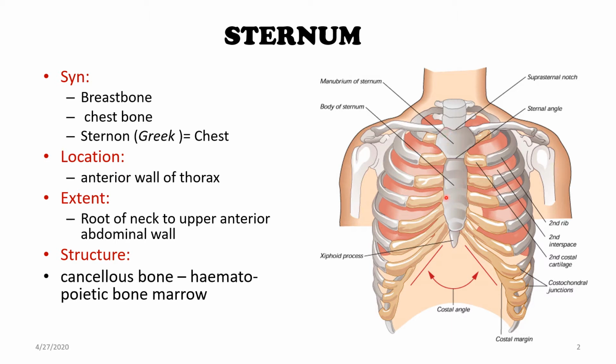In this picture, you are seeing the sternum and its articulation with the costal cartilages and also with the clavicle. And you can see this is the costal margin, which is formed by the lower ribs below the 7th, and then the angle between the two costal margins is the costal angle.